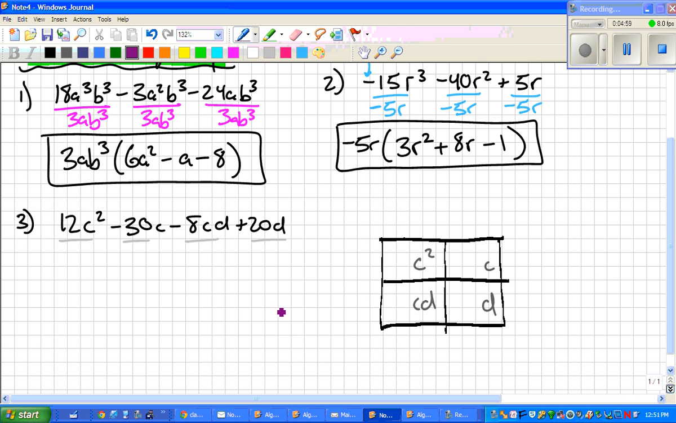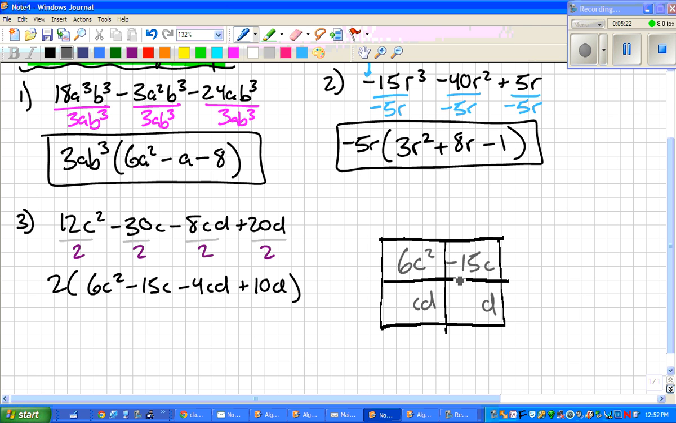Okay. We can pull out a 2 from all of that. And then we're left with 6c squared minus 15c minus 4cd plus 10d. Well, that's going to make this a lot easier. So 6, negative 15, negative 4, and positive 10. Whoa, that was a close one. And same as like I said, you can draw the line down this now and take the GCF that way. I'm going to do the box method.